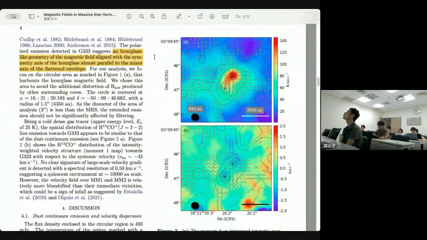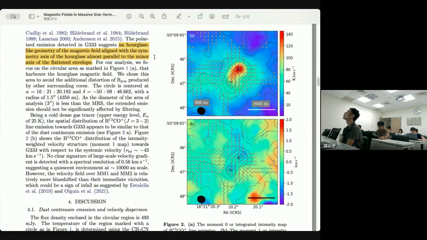So we just say that there's quite a strong magnetic field strength, but it still cannot prevent the fragmentation. So they think, going back to this Figure 2, that it is aligned with the observation, because in G333 they did not find any evidence of rotation in the envelope region, which may be caused by magnetic braking.